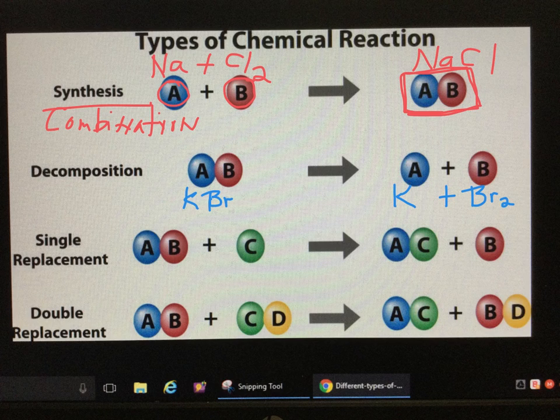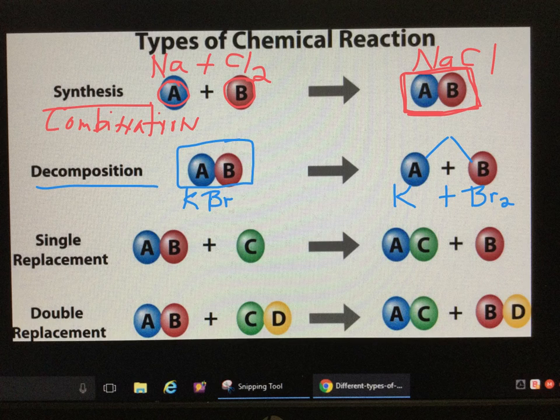So it can separate into 2 different elements, or it could separate into a compound and a different element, as long as you had 1 compound to start with, and it breaks apart. It doesn't matter if it breaks apart into 2 or 3 different elements or compounds. It is a decomposition reaction. Okay? Now, if you have a question, stop the video and go ahead and ask me through Zoom.